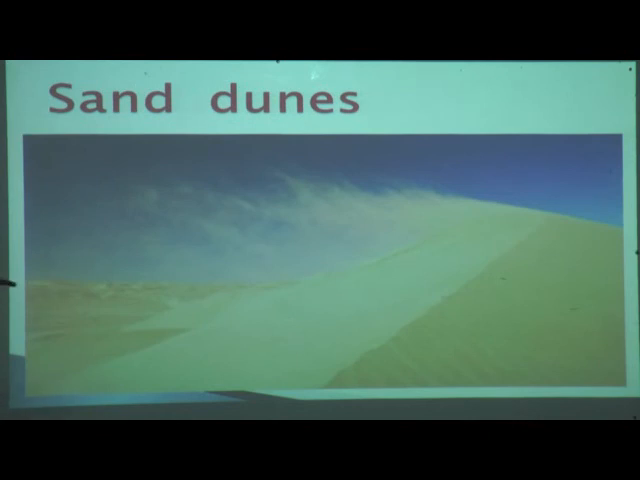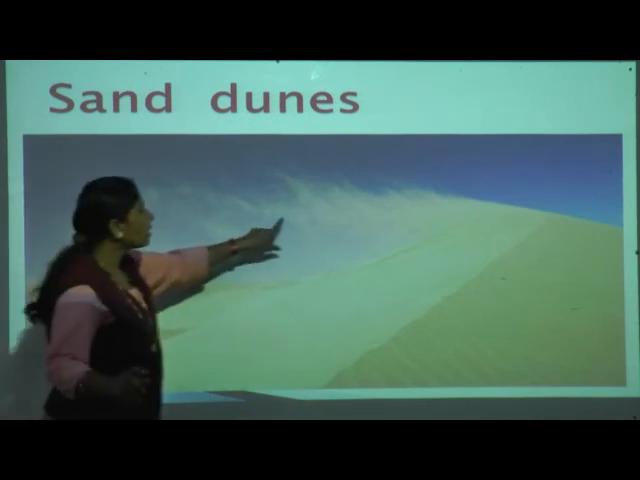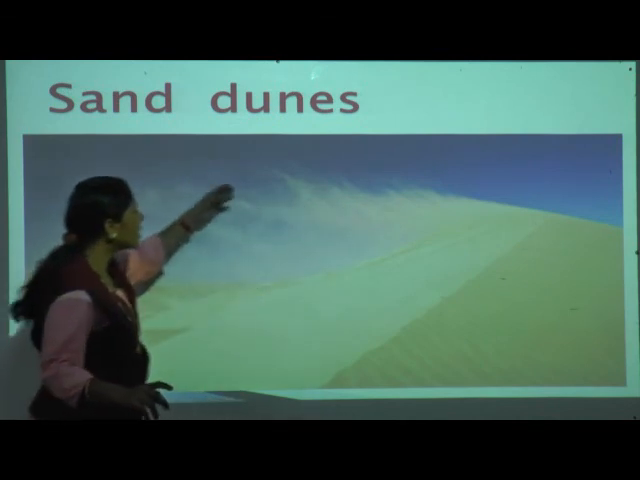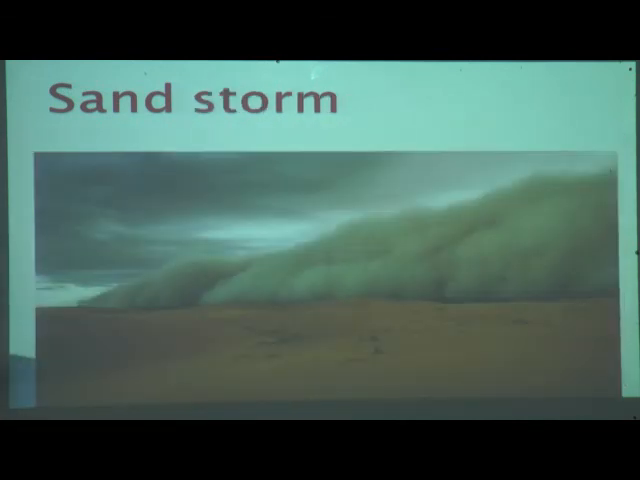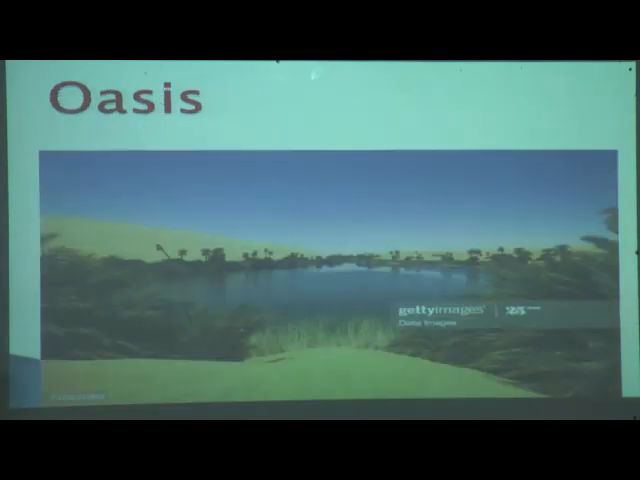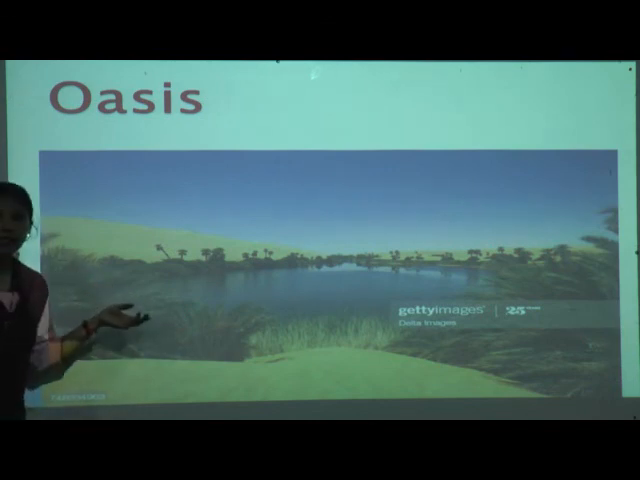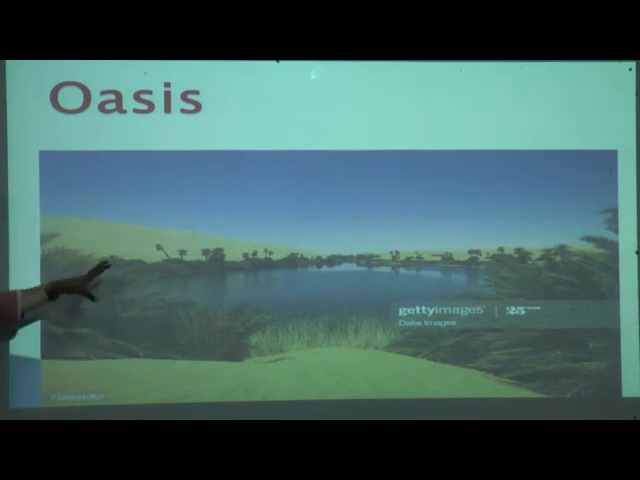These are the sand dunes, but here the wind is blowing. Can you see this yellowish? The sand is moving with that hot air. This is a sand storm. Okay, now this is the oasis, what I have explained to you already. What is an oasis? Yes, correct, a small part where water is there.